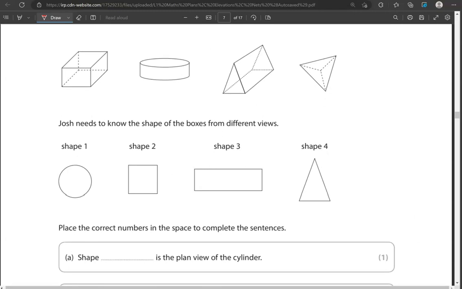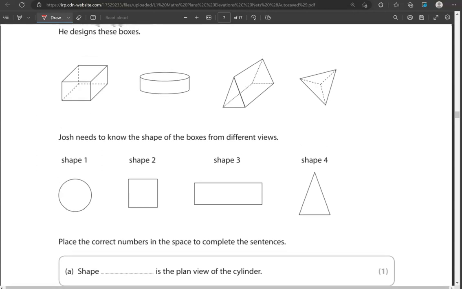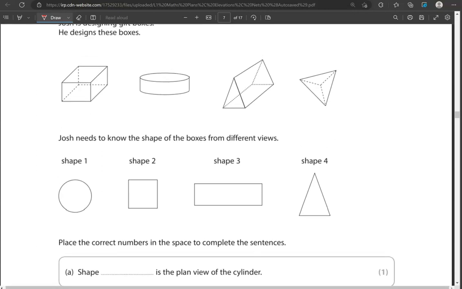1, 2, 3 or 4 is the plan view of the cylinder. So focusing on the cylinder, from the top you'll be able to see a circle. So that is shape 1.